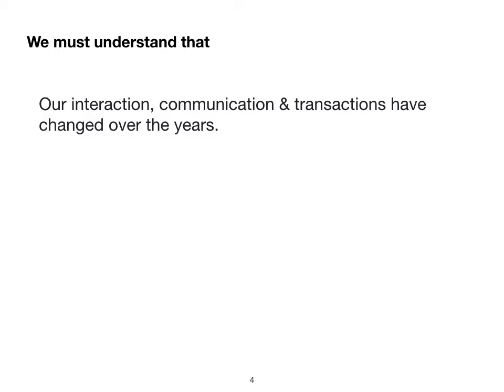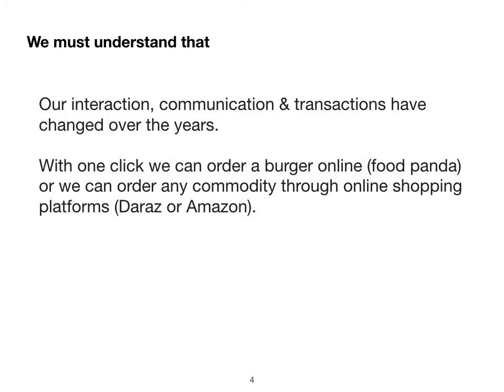What is e-economy? What is online services? All have changed over the course of, and particularly in the last 50 years or so, especially after the advent of the internet, things have changed. With one click, we can order burgers, and we can order lots of commodities online through different platforms. You can take the example of Food Panda, where you can just order food and it arrives at your doorstep. Similarly, abroad you can buy books through Amazon, or in Pakistan you can use popular platforms like Daraz. You must have seen many others as well, where you can order and see goods arriving at your doorstep.